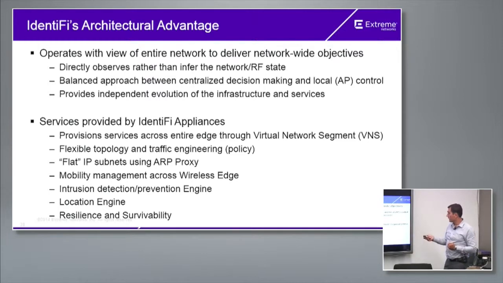One of the services of the appliance is proxy. There is no need for broadcasting ARP requests in the wireless network when you have a centralized decision maker who knows all the mappings from MAC to IP. All the ARP requests are proxied by the controller.